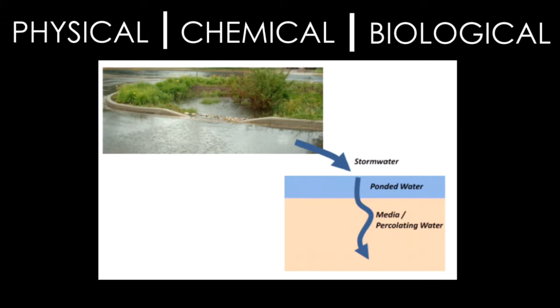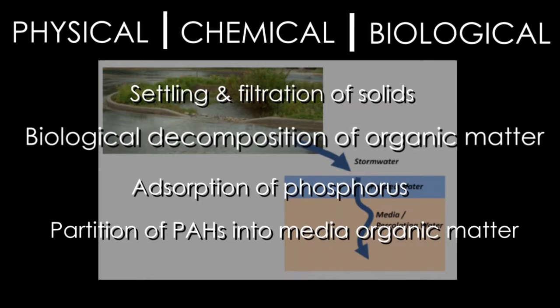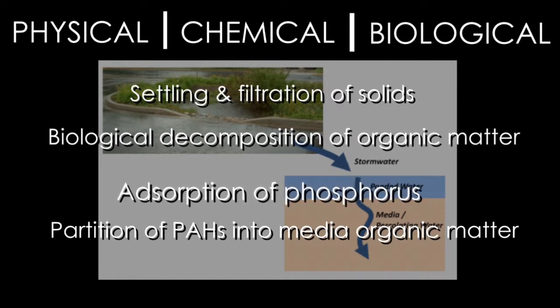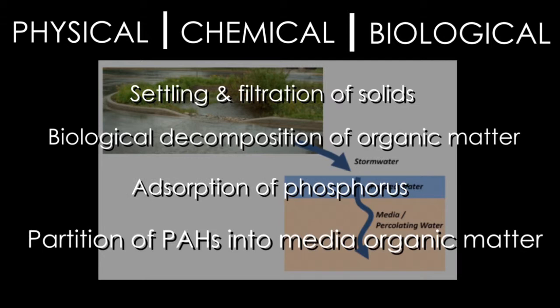A stormwater infiltration practice, for example, incorporates many individual pollutant removal processes, including settling and filtration of solids as water passes through the media, biological decomposition of organic matter in the media, adsorption of phosphorus on the media, and partition of PAHs into media organic matter.